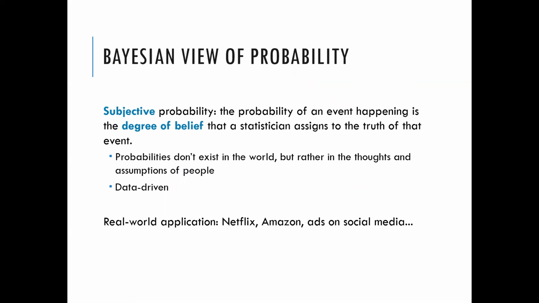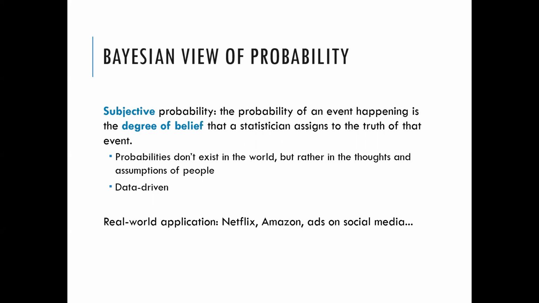So in contrast to the frequentist view of probability, there's also a Bayesian view of probability. And this is not as popular, but it is gaining a lot of traction, especially in particular disciplines. So the Bayesian view of statistics, we can kind of view it as a subjective probability. The probability of an event happening is the degree of belief that a statistician assigns to the truth of that event. So in Bayesian statistics, probabilities don't exist in the world, but rather in the thoughts and assumptions of people.